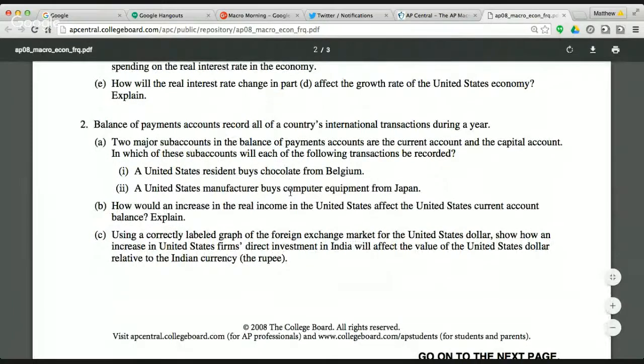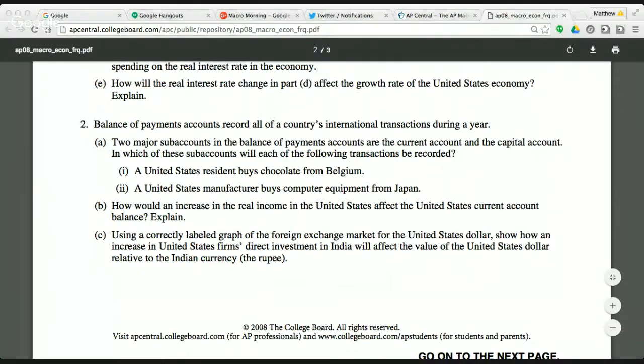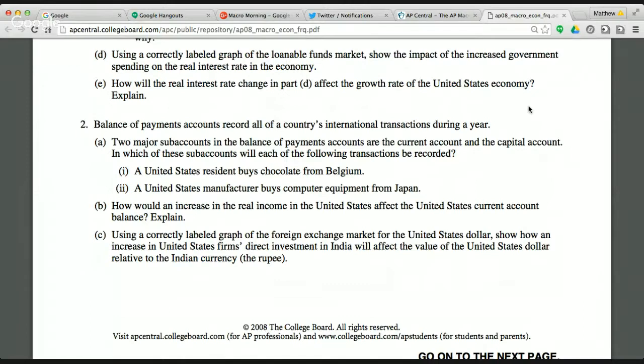All right, so on 2008's FRQ, number 2 deals with balance of payments. Form B or Form A? Just 2008, so no Form B. All right. So take a minute, work through it, and then we're going to talk about it.